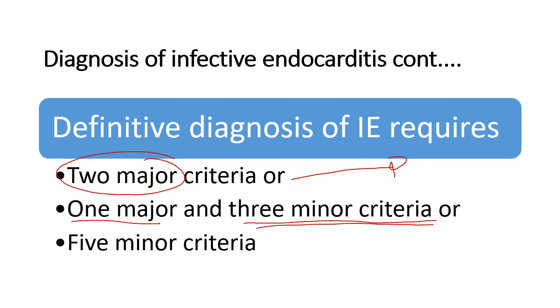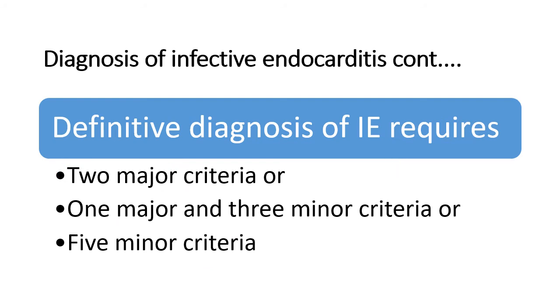The last, when you don't have a major, at least you should have 5 minor criteria. So when you have 5 minor criteria, without any major criterion, they are enough for you to make a diagnosis of infective endocarditis. So if a person asks you, how can you diagnose infective endocarditis? We generally say it is made by using the modified Duke's criteria. And the definitive diagnosis is made when we have 2 major criteria, or only 1 major and 3 minor, or when we don't have any major but we have 5 minor.